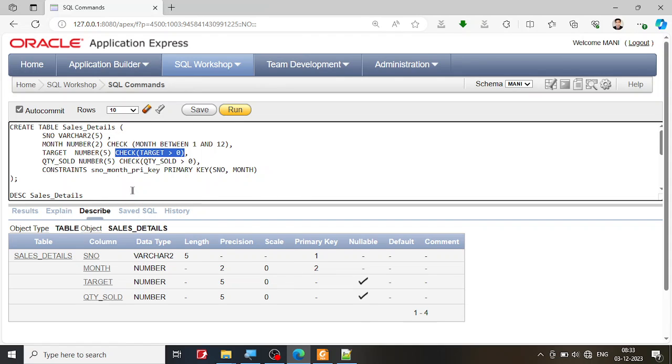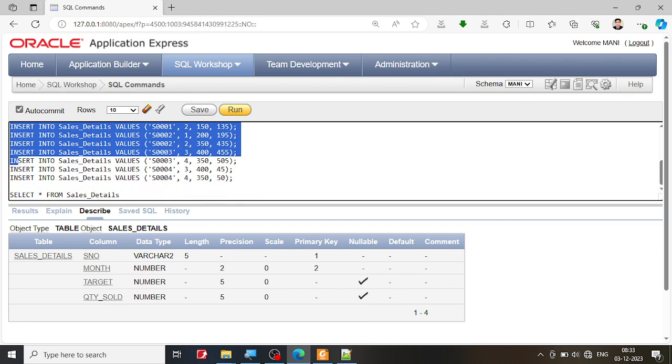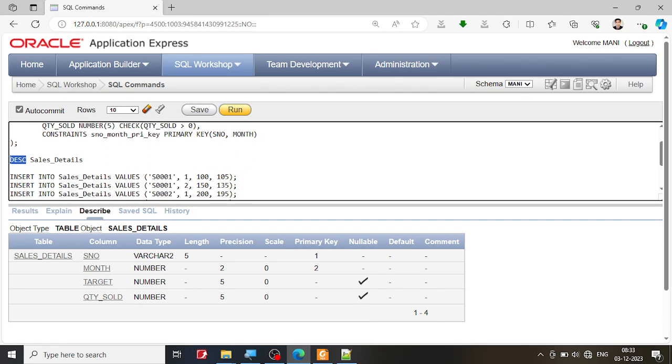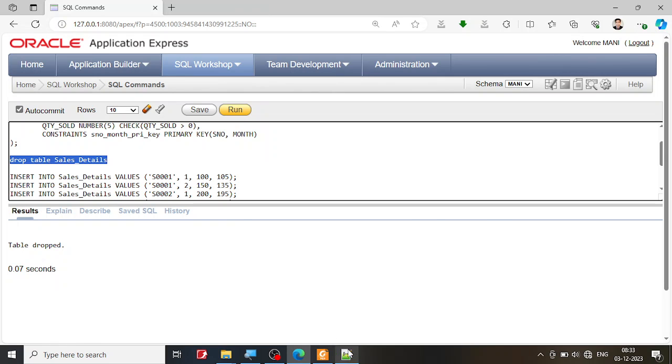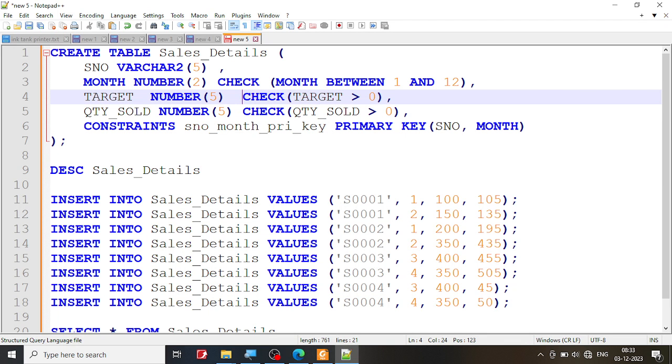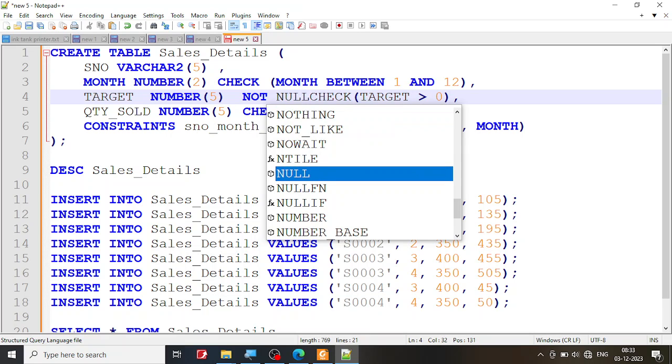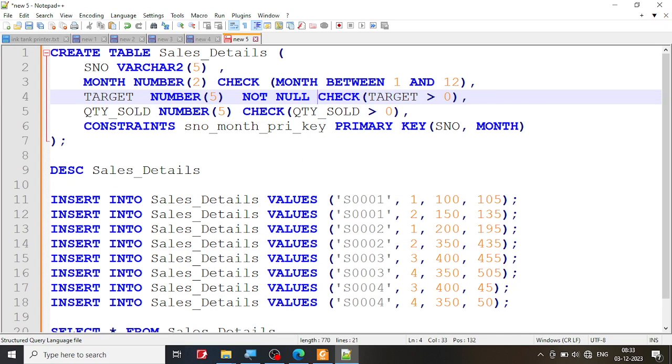So remember that. I'm going to drop this table for the time being, because I wanted to do that. So drop table, and I'm going to drop this table, and I'm going to put one extra constraint. I'm going to say this is not null, and this is also not null. So you must remember that if you put the check, that does not mean that the field cannot accept the null value.